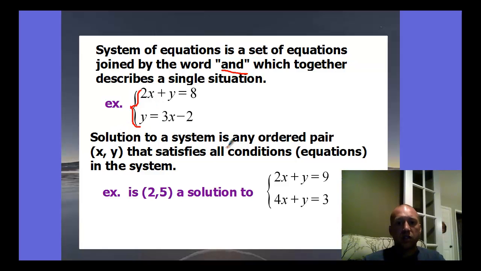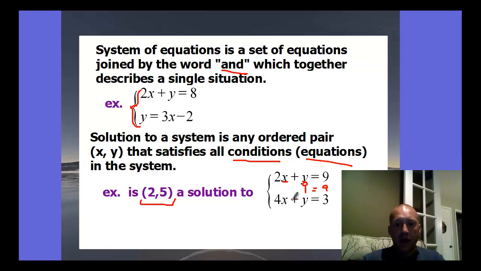So a solution to a system is an ordered pair that satisfies all conditions. All the conditions or equations have to be true for a point to be a solution. So, is (2, 5) a solution to the system? You would actually need to plug 2 and 5 into this equation and check it. If we do that, that checks, we get 9 equals 9.